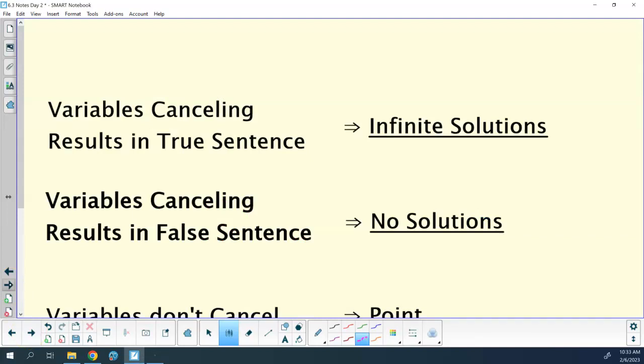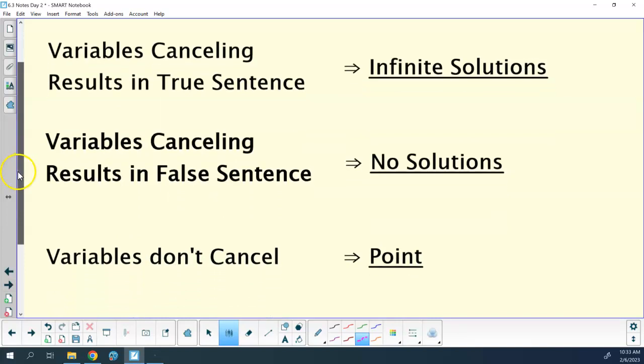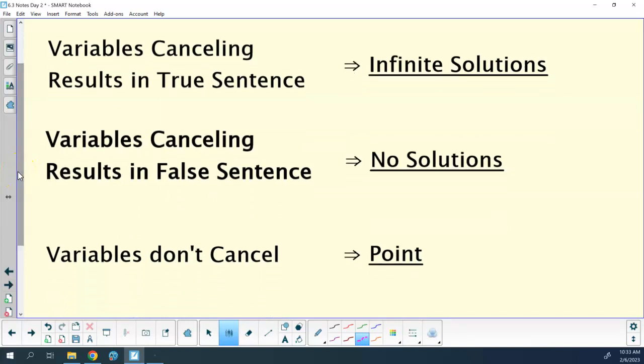Again, I remind you that in both substitution and elimination, if your variables cancel at some point in time and it results in a true sentence, that is an infinite solutions case. If your variables cancel and it results in a false sentence, that's a no solutions case. And if your variables don't cancel out, then that results in an answer which gives you a point. Okay?